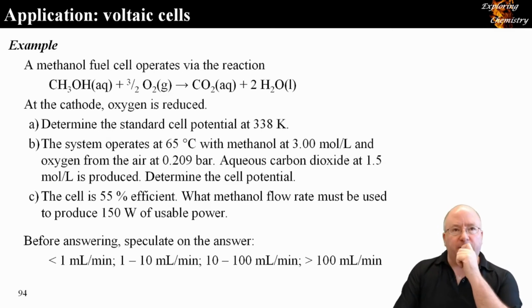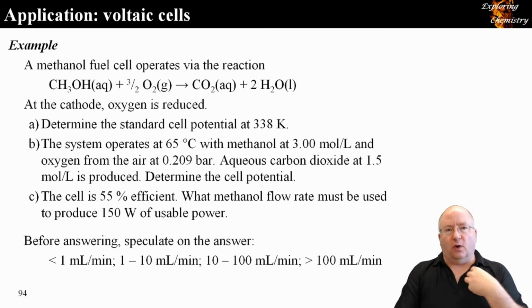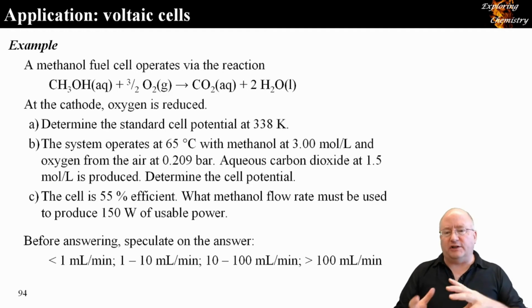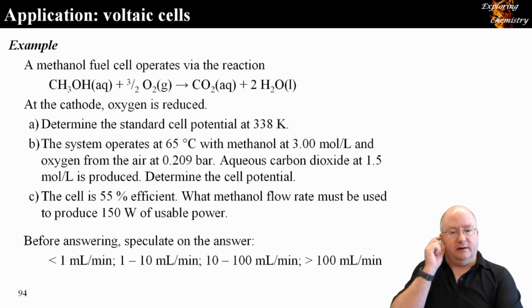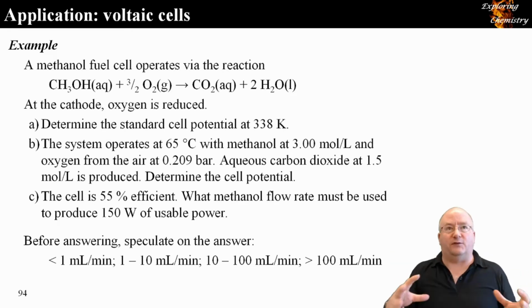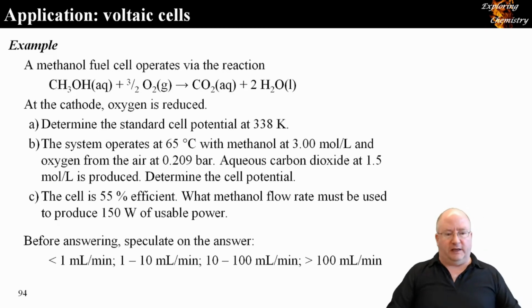150 watts of power is what a vehicle would need to run down the road, basically to keep moving at between 60 and 80 kilometers an hour. So just out of curiosity, anyone have any idea how much methanol would be needed to do that? How much in terms of flow rate? 1 milliliter per minute, 1 to 10 milliliters per minute, 10 to 100 milliliters per minute, or greater than 100 milliliters per minute? If you've done this work before, if this was your project, you might have an idea, but how much methanol flow do we need?